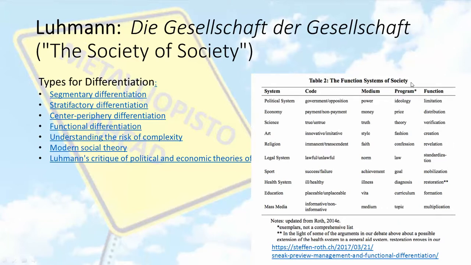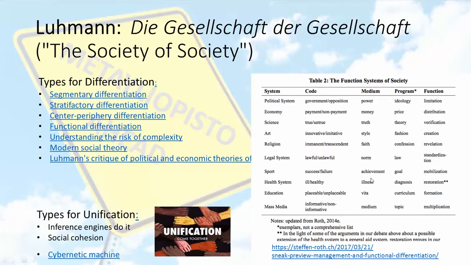We will start from this matrix here, this table, which has the columns system, code, medium, program and function. It's typical for computer systems. And there are 10 systems. The political system is number 1, the second is the economy system, and the 10th is mass media. This had been adopted from Stefan Roth's presentation, and we will study them better later.